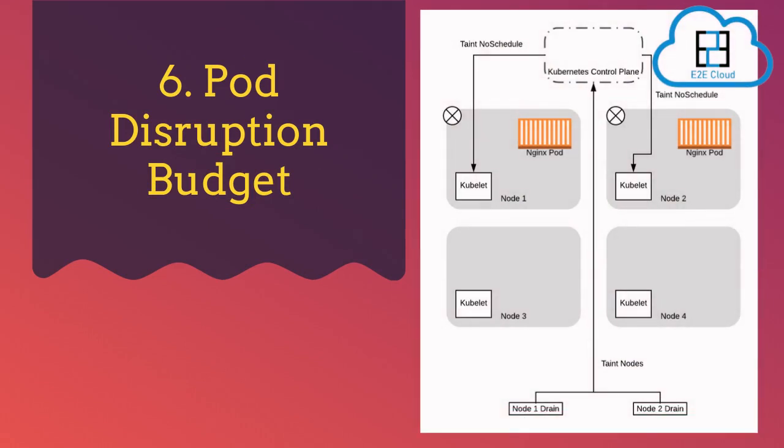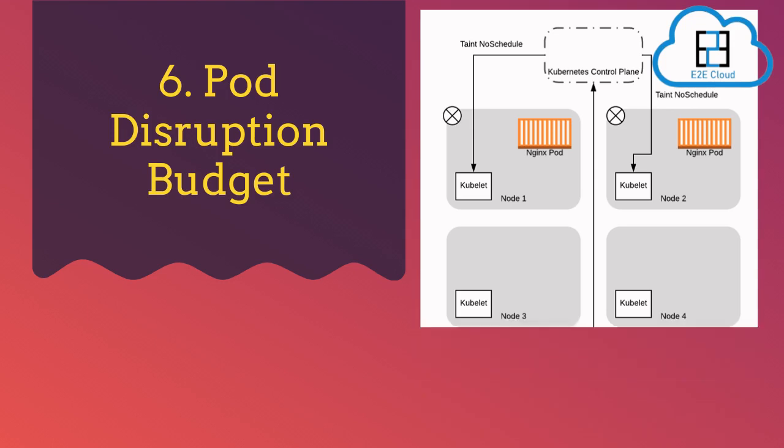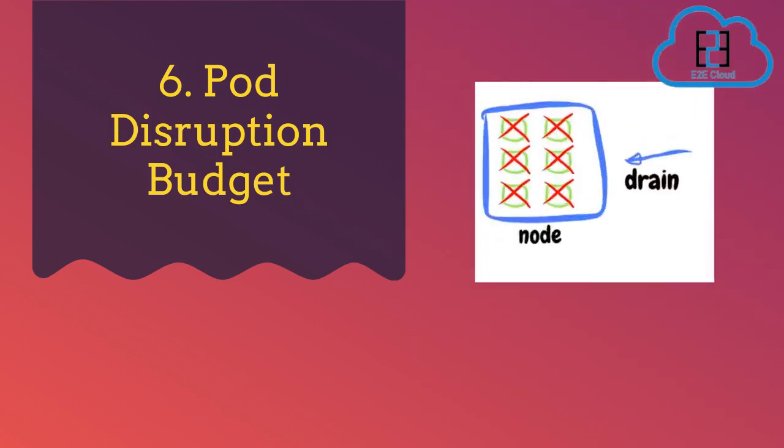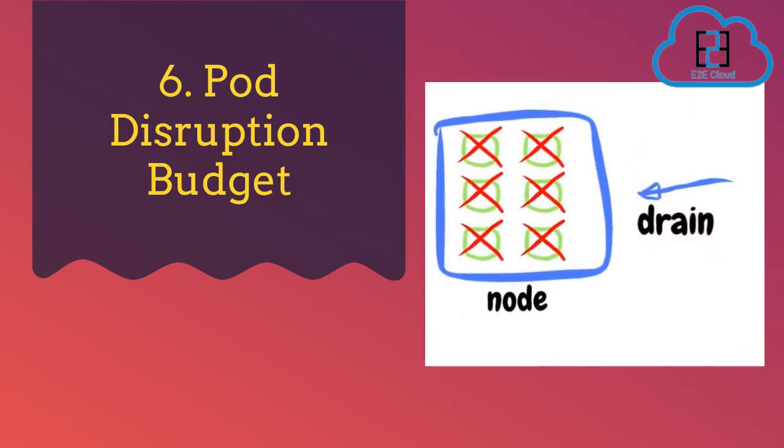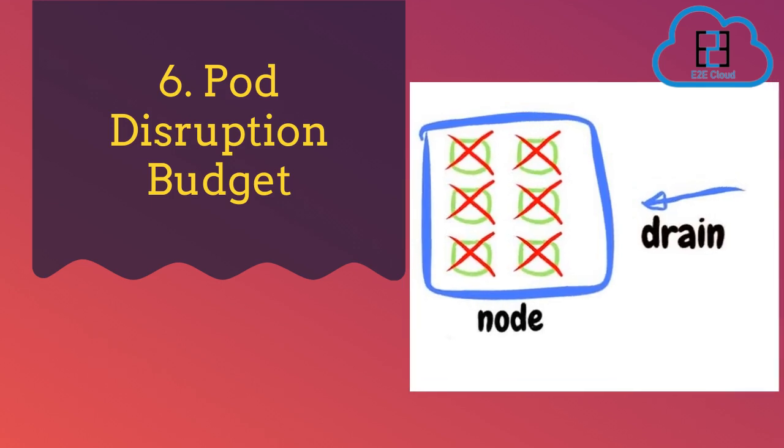Sixth is, pod disruption budgets. One of the best Kubernetes tips is the use of pod disruption budgets. Pod disruption budgets are the solution for guaranteeing no downtime for an app on a Kubernetes cluster. Cluster updates will happen with pod disruption budgets, and the nodes will drain out.